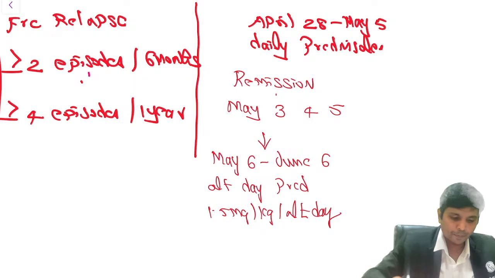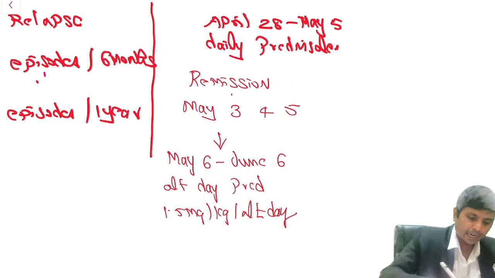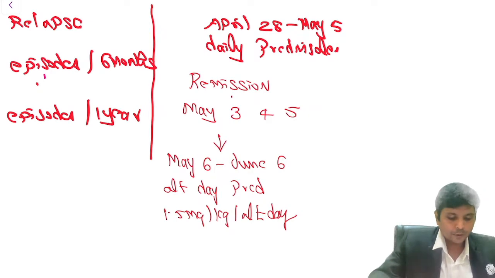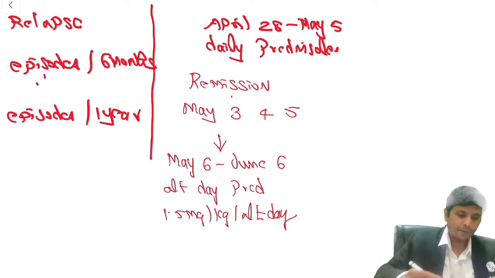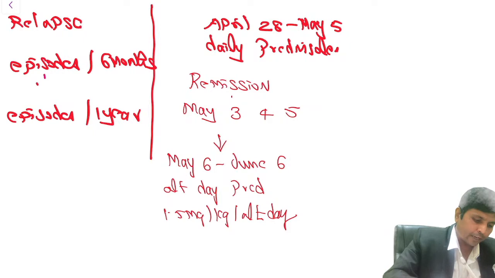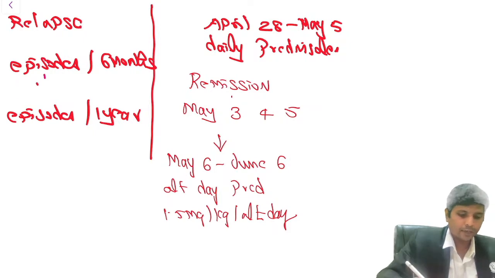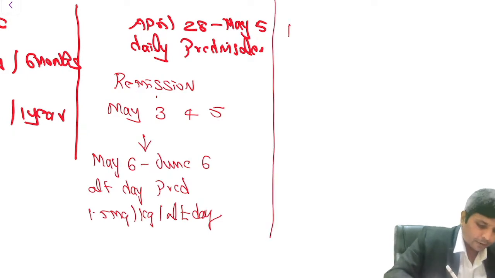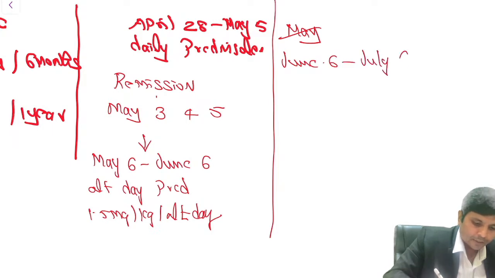But when you stop prednisolone, this child is relapsing. So what you need to do? You need to slowly taper prednisolone. How to slowly taper prednisolone? Let me see. Now what I will do, from June 6 to July 6.